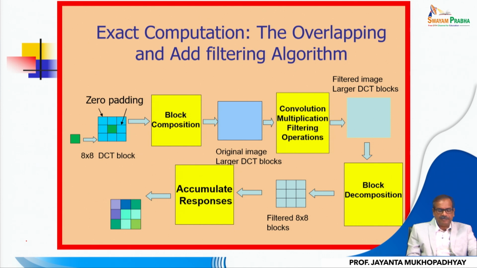So, diagrammatically it is also showing that this is the central block and these are all zeros. These colors are showing zeros. This is the merged block, and finally whatever you get, this is the filtered response. Now, these are the contributions. So, finally you accumulate all these contributions to get the filter response.